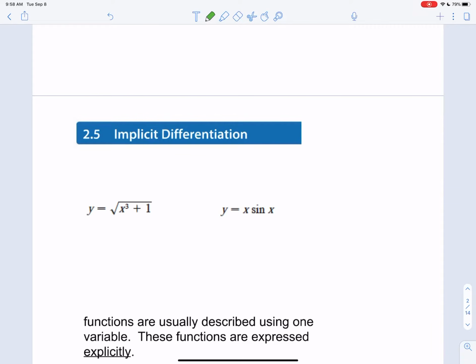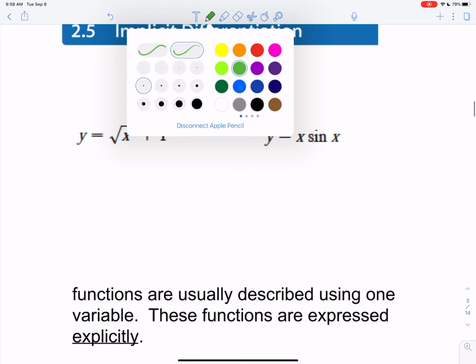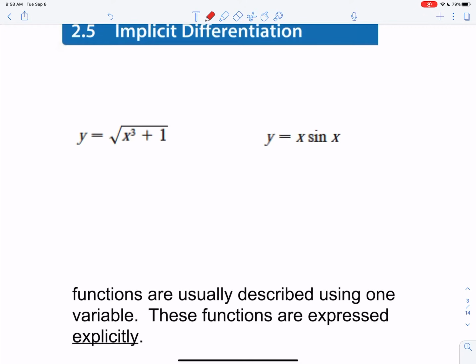Okay, so before I show you guys what implicit differentiation is, we want to know what the heck is implicit, right? So here's some examples, okay? Y equals the square root of x cubed plus 1, or y equals x times sine x. These are what you call explicit.